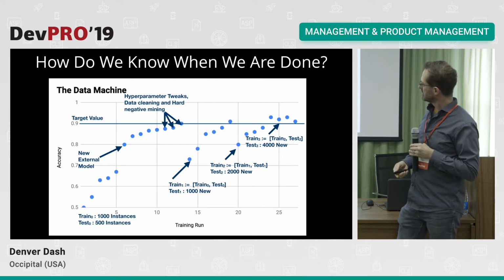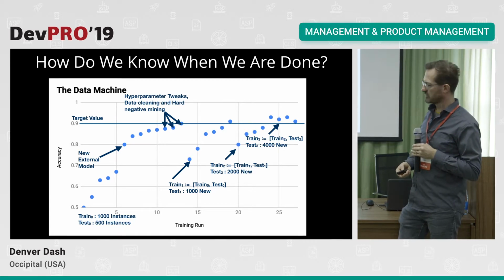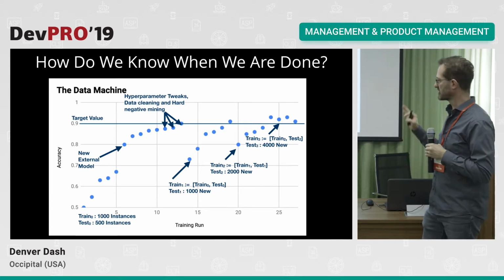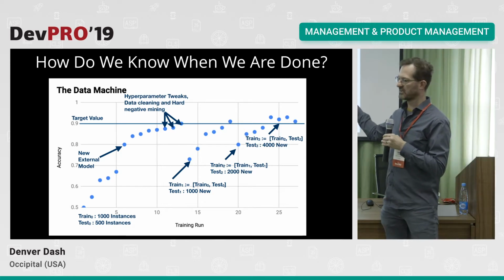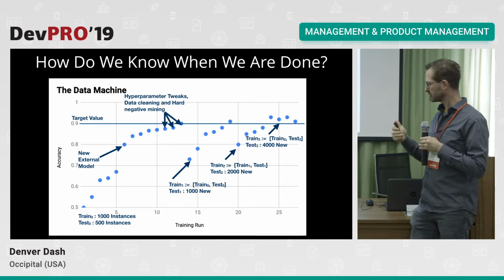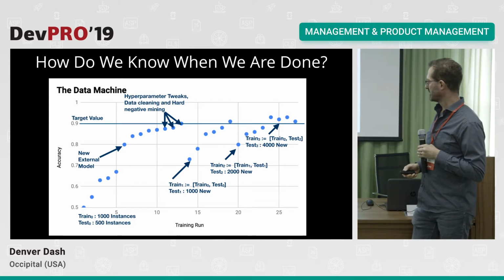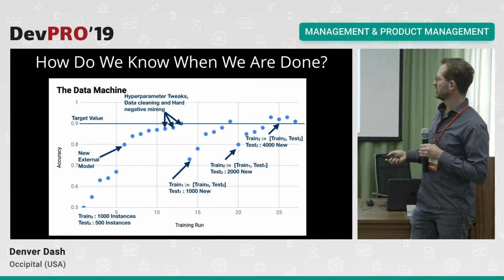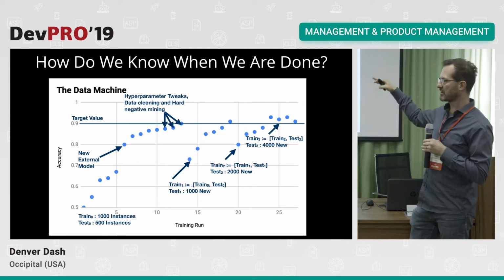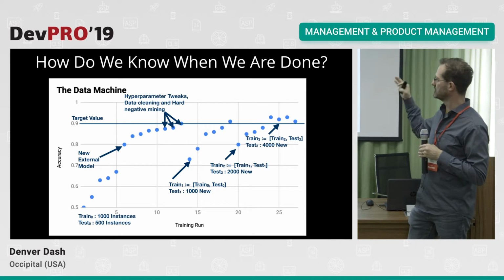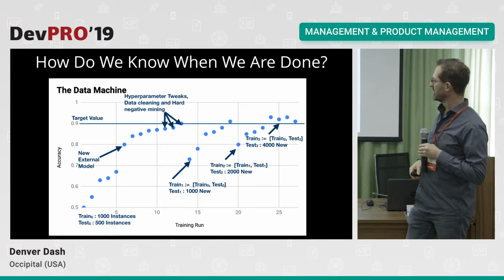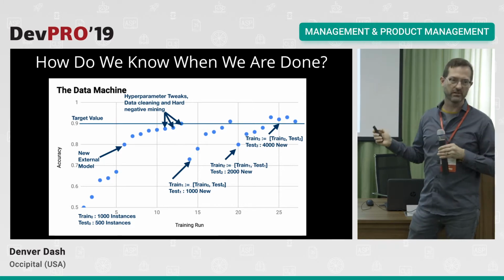So the way I approach this is, I start with a train set, a validation set, and a test set. Let's just say train and validation are lumped together. So you do your iteration. Maybe you find a new external model that gives a big jump in your accuracy. You iterate, you clean data, you do hard negative mining, and you get over that value. And then you want to know, is this real or is it not?